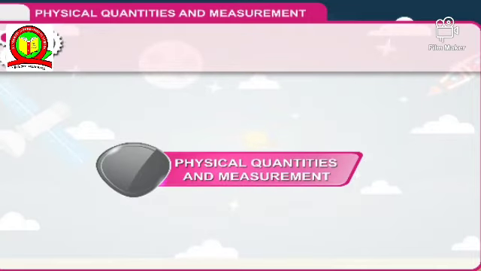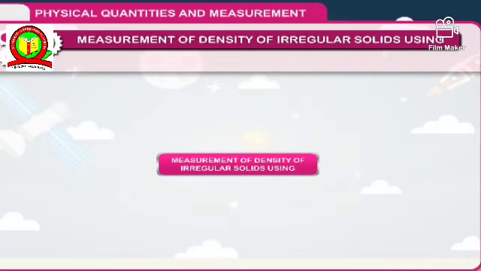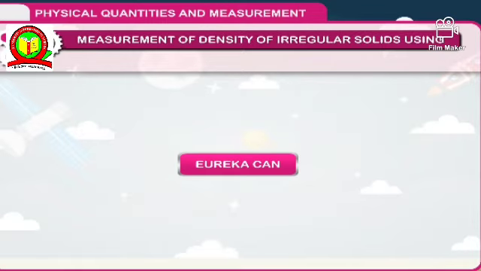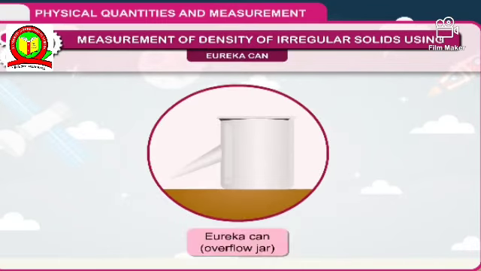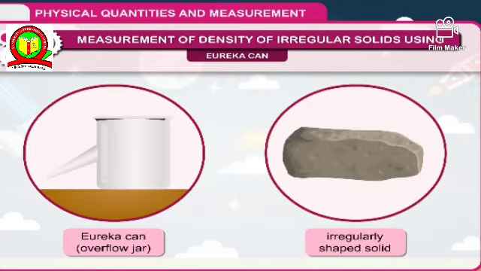Physical quantities and measurements. Measurement of density of irregular solids using Eureka can. A Eureka can or an overflow jar helps to find the volume of an irregularly shaped solid.